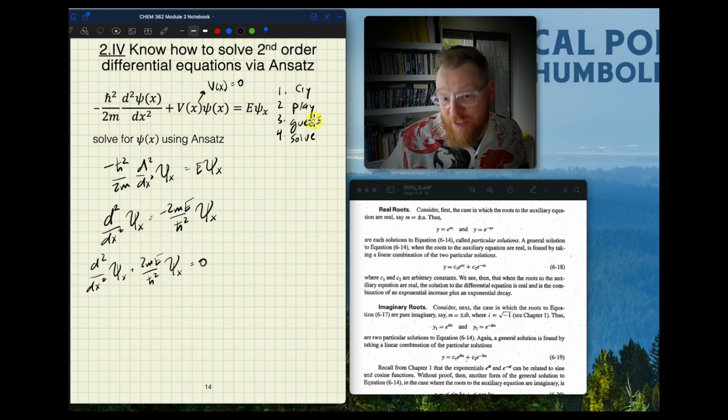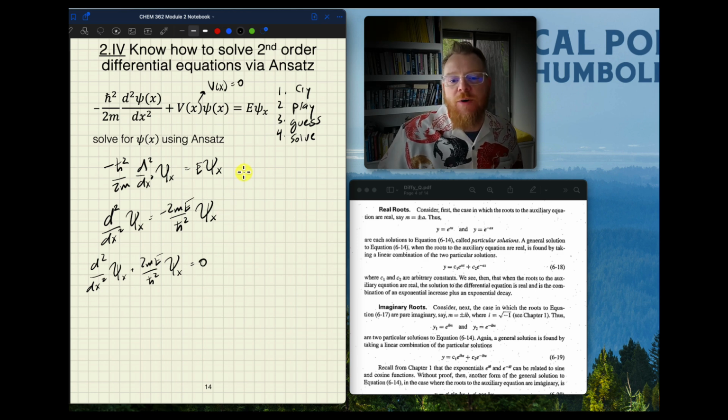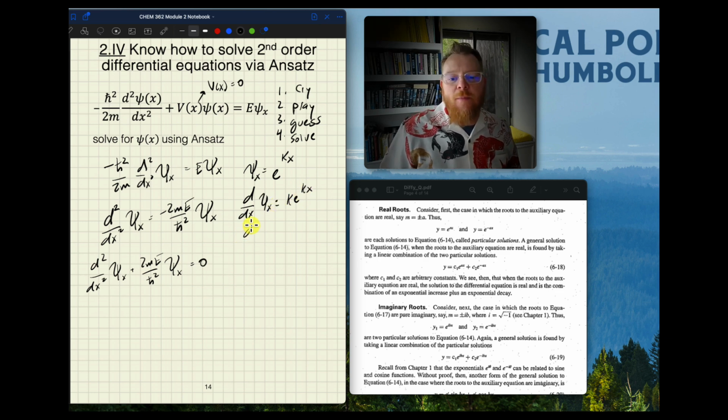And now we'll make our standard guess. And because we have this second order differential equation, our standard guess for psi is going to go e to the, I'm going to impose another constant because I've just used way too many, and I'm going to say kx. And then that means my first derivative of psi of x is k e^kx. And then my second derivative of psi of x is k squared e^kx.